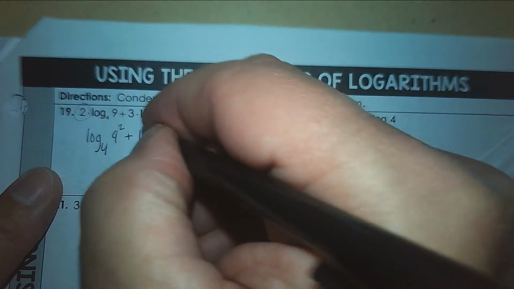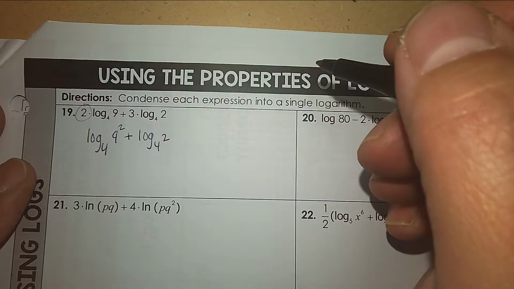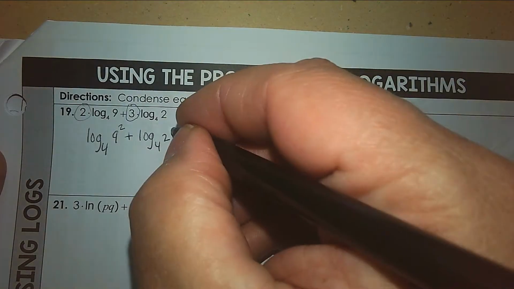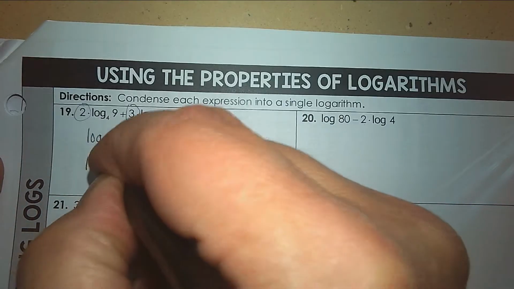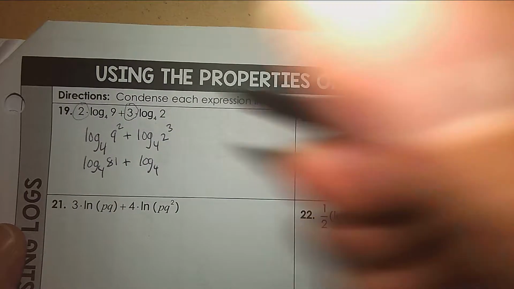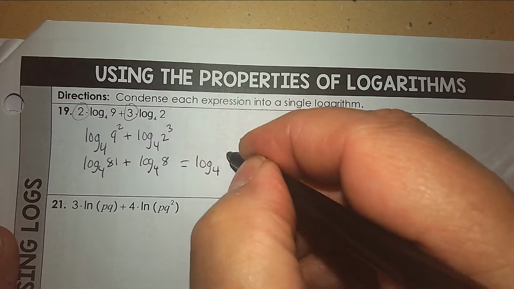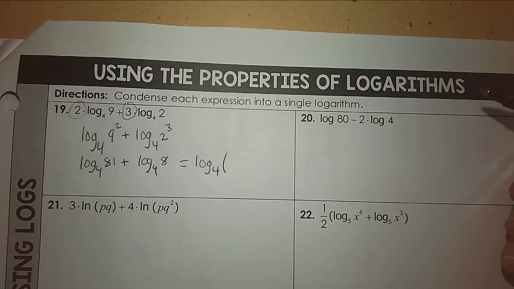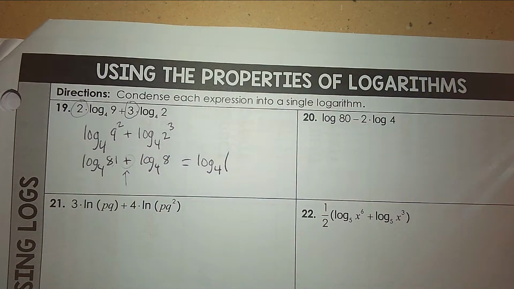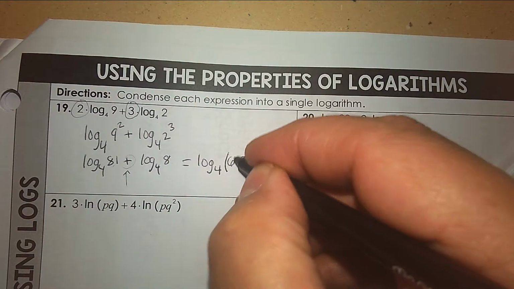How about the second one? Where does the 3 belong? Where can I write the 3 so it's inside the logarithm? As an exponent. What's 9 squared? What is 2 cubed? Now, how do I write that as 1 logarithm? If I see adding, what do I do with 81 and 8? Multiply it. 8 times 1 is 8, and 8 times 8 is 64, right? Done.